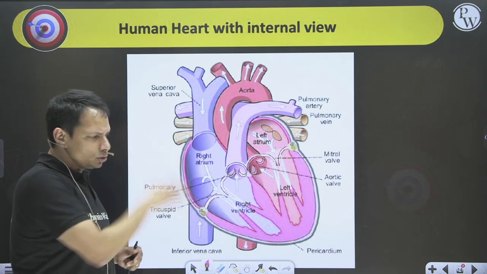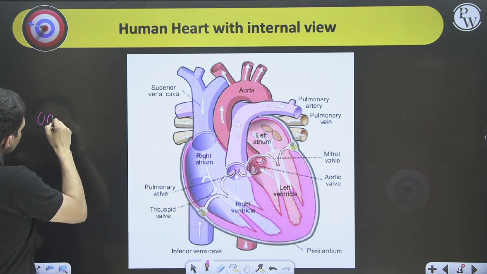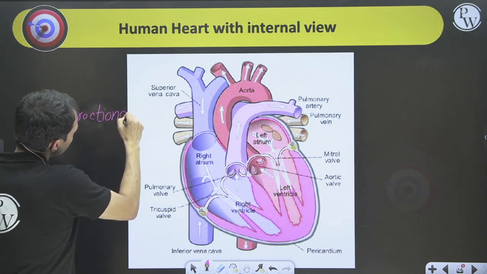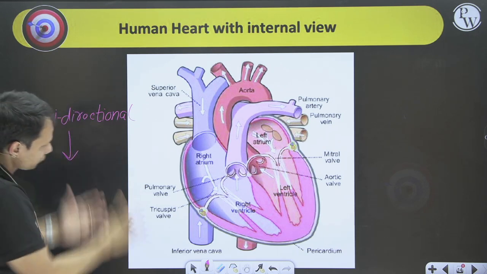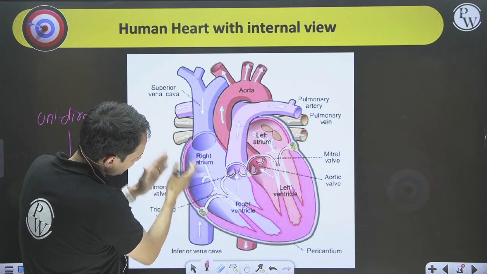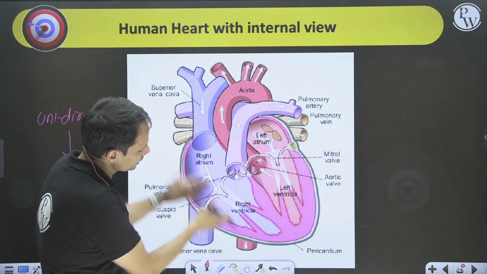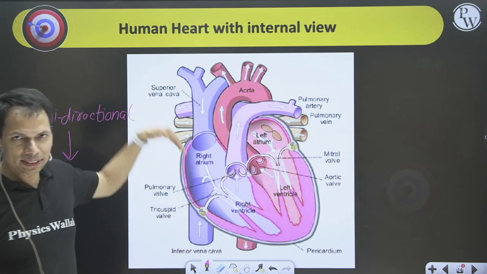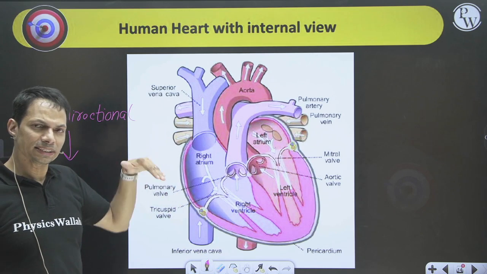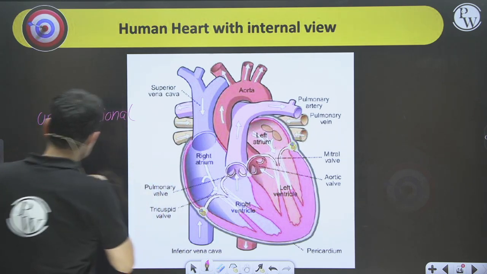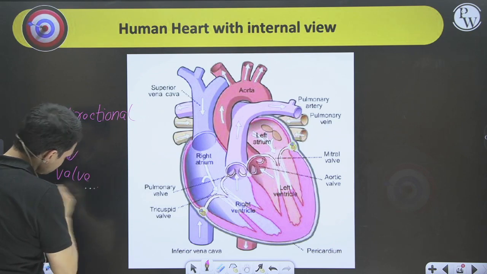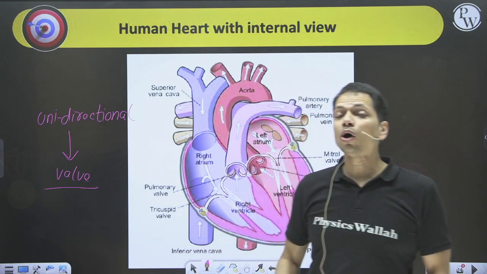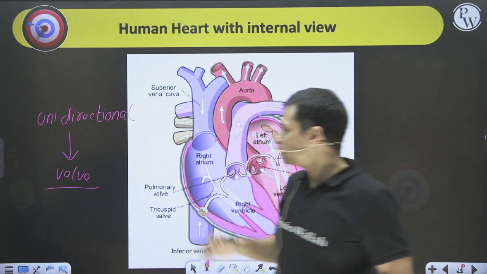This flow is unidirectional. That means it is one way, the blood flows one way. The blood always flows from the right atrium to the right ventricle, right? It never flows from the right ventricle back to the right atrium. So it's a unidirectional flow, and this unidirectional flow is maintained by a valve, right? Valves are structures which maintain a unidirectional flow. That means they do not allow the blood to come back to the atrium.